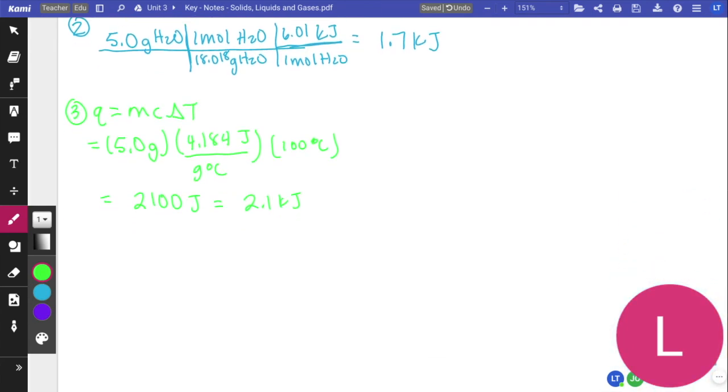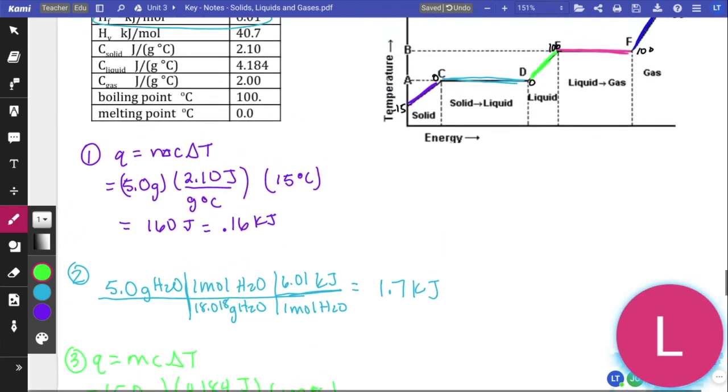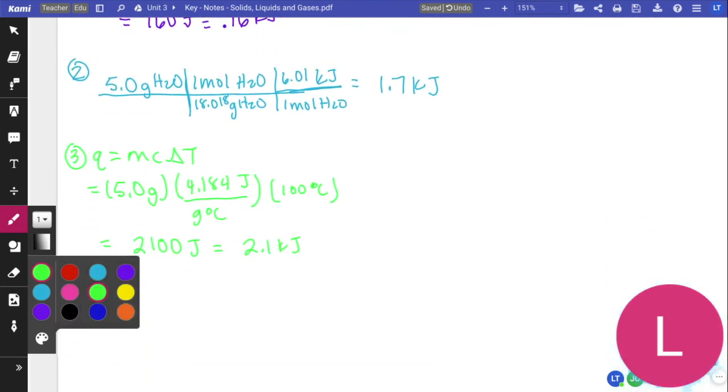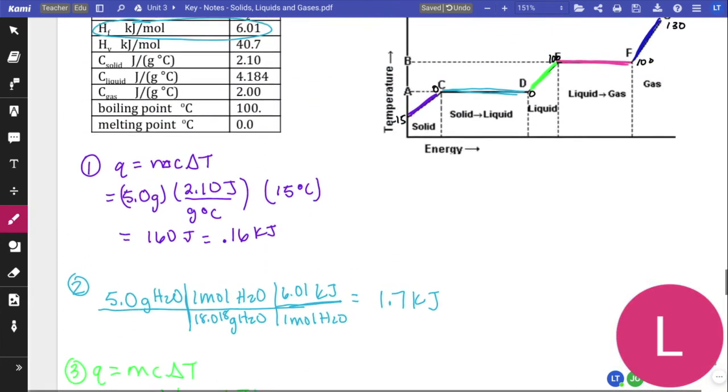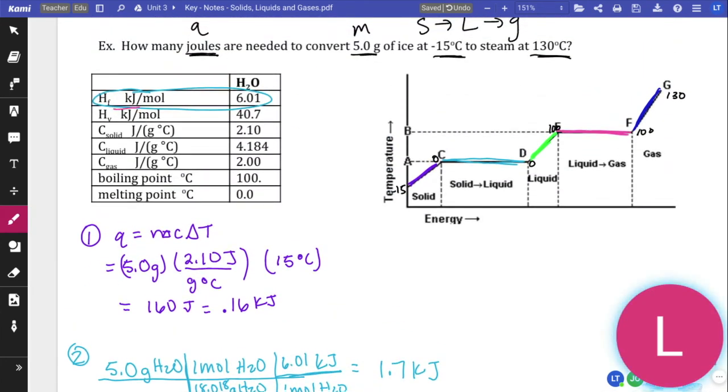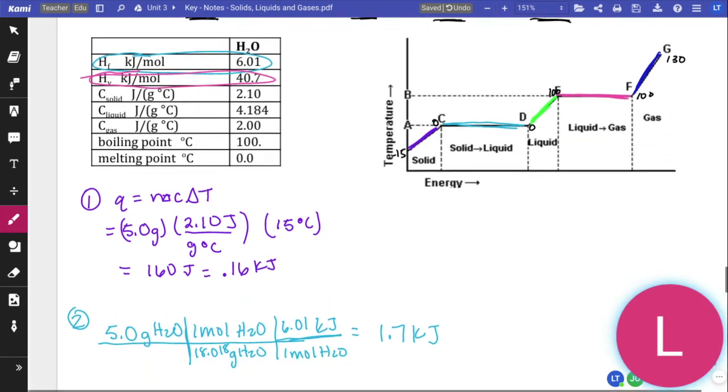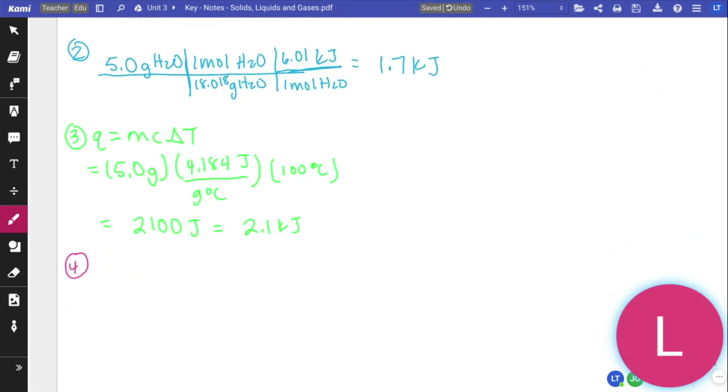All right, next, what color did I use? I forgot. Pink. Segment number 4. Once again, we have a phase change. So once again, our phase change information is given to us in kilojoules per mole. So we have to convert that grams to moles. And then just like the last time, I can just plug it all in like a little dimensional analysis problem.